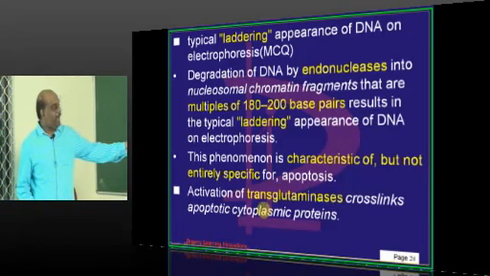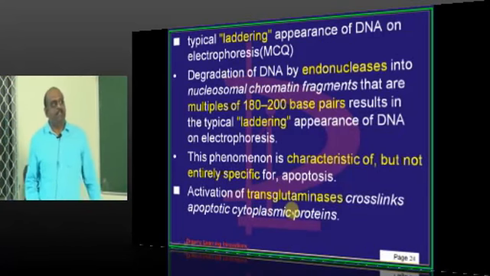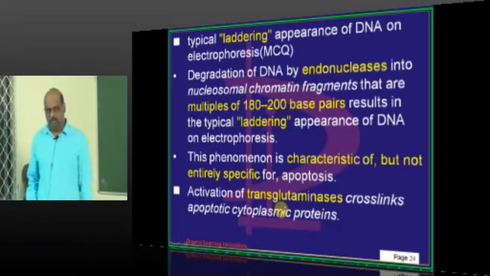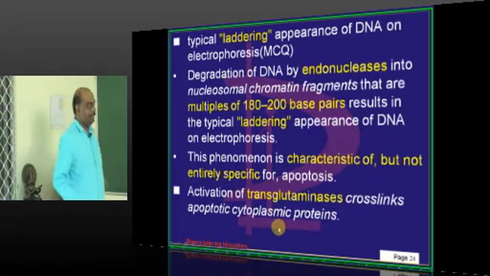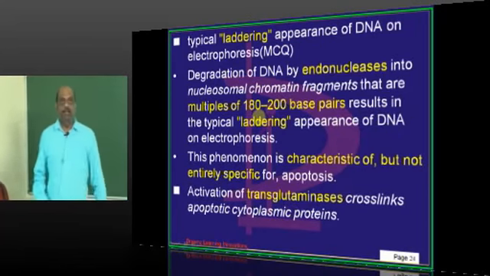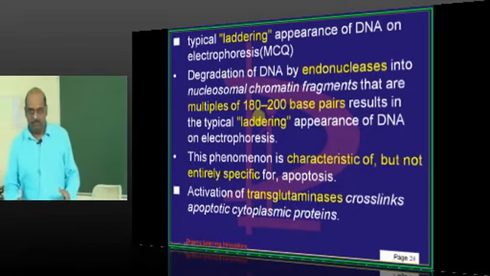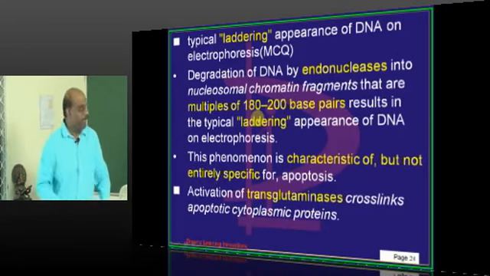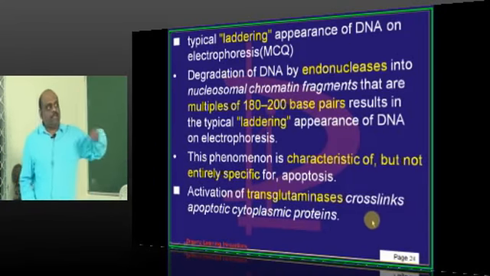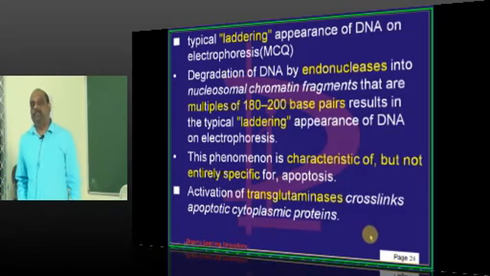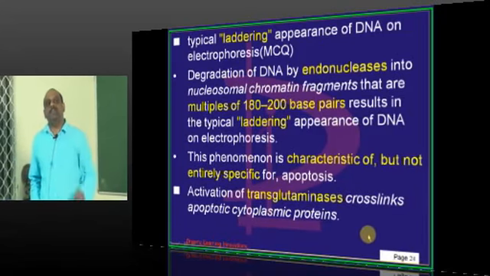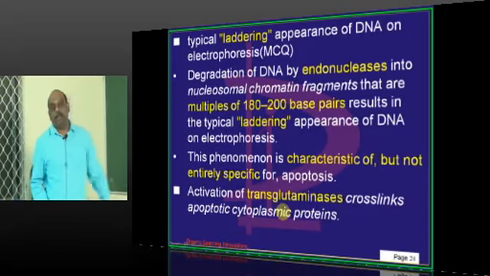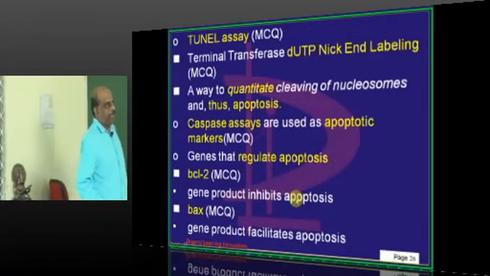Then transglutaminases also have a very important role in apoptosis. What is that? Basically, inside the cytoplasm, the various proteins in that apoptosing cell undergo cross-linking between them, which is responsible for the shrinkage of the cell. It is mediated by the transglutaminases in the pathophysiology, which needs to be remembered.